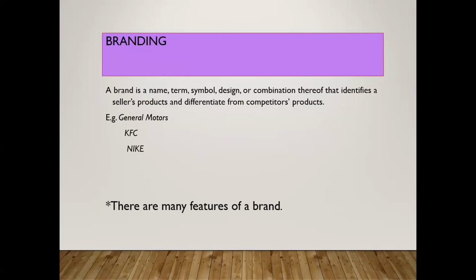So for example, we know General Motors, we know KFC, we know Nike, and we know Nike has an actual symbol. So sometimes the brand is a symbol, and just by seeing the symbol, we know exactly what organization, what company, and what brand it is.